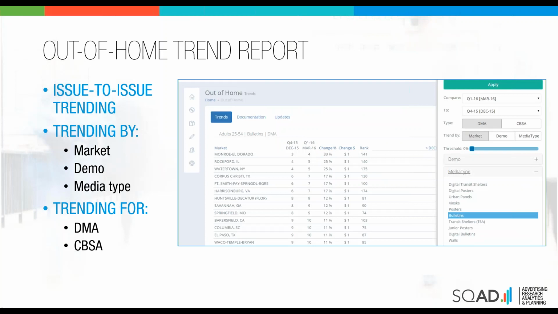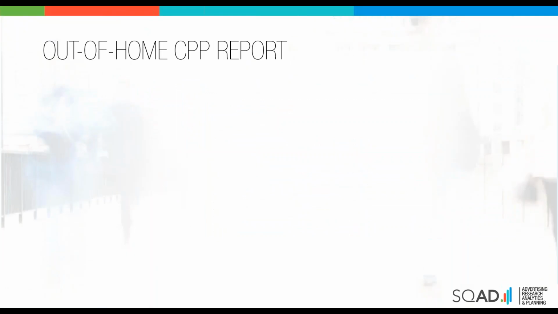So the report that you see right now on the screen is the out-of-home trend report, and here you have the ability to trend cost per point between 2 quarters, whether it be year over year or quarter over quarter. The trending options that are available are trending by market, either by DMA or CVSA, also by demo or media format. The next report that we're going to show you is the cost per point report.